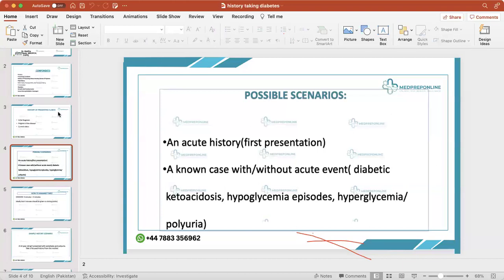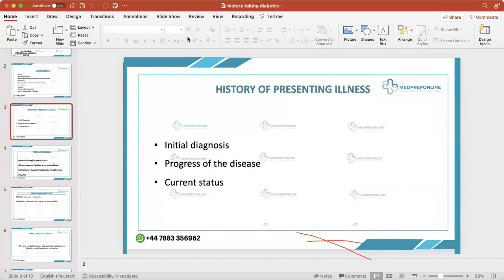So we will basically divide our history of present illness into three main headings. That's what I do so that I don't miss any points. I always start in chronological order. Like what happened at the time of initial diagnosis? Why did they go to the hospital? What were the initial symptoms? And then was there polydipsia, polyuria, weight loss, polyphagia?